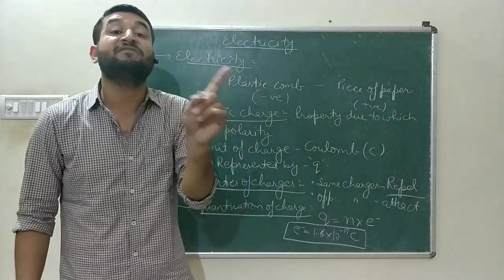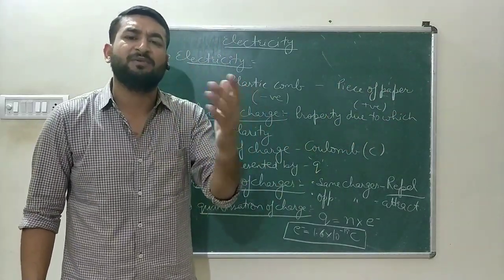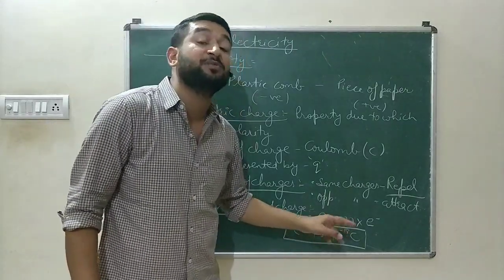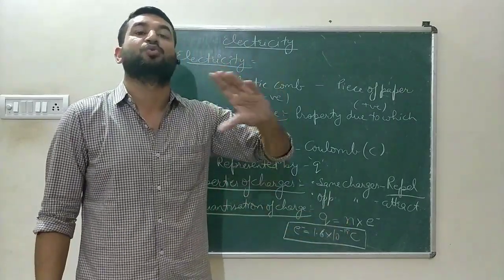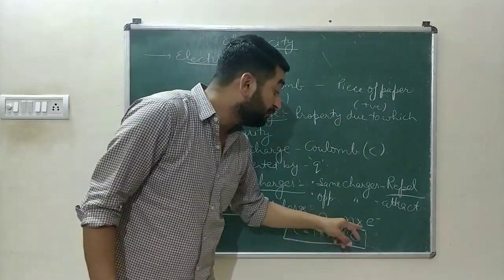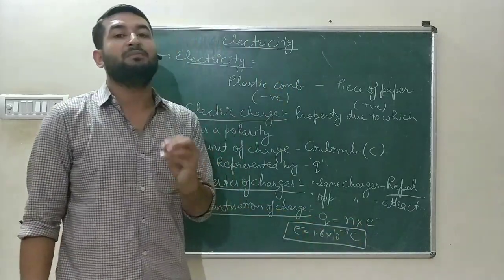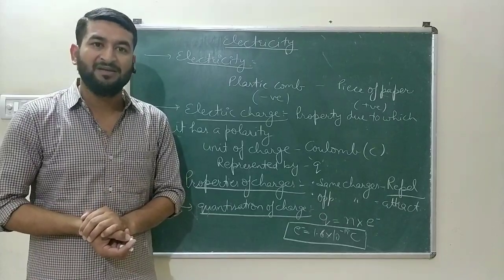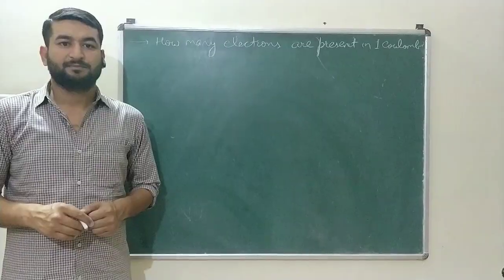The number which is not in fractions. 1 by 2, 3 by 4. These are fractions. This multiplier must be a whole number. 1, 2, 3 and so on. Millions. But that number must be a complete number. Whole number multiple of minimum possible charge, and that minimum possible charge is the charge on an electron.